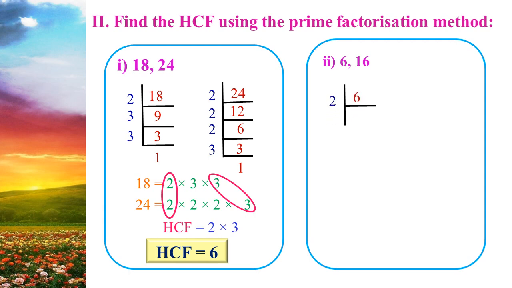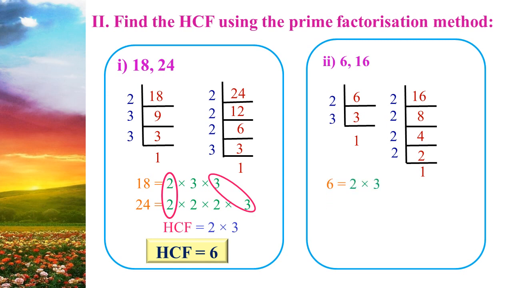Let's see the second problem, 6 and 16. Take 6. On dividing by 2, 3 twos are 6. On dividing by 3, 1 three is 3. Then take 16. On dividing by 2, 8 twos are 16. On dividing by 2, 4 twos are 8. On dividing by 2, 2 twos are 4. On dividing by 2, 1 two is 2.